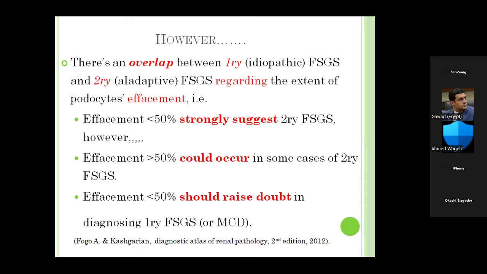However, there is an overlap between primary or idiopathic focal segmental glomerulosclerosis and secondary or maladaptive focal segmental regarding extent of effacement. Extent more than 50% strongly suggests primary focal segmental. However, more than 50% could occur also in secondary focal segmental, but in a minority of cases. So the rule is more than 50% is more primary or genetic, and less than that is more with maladaptive focal segmental glomerulosclerosis.